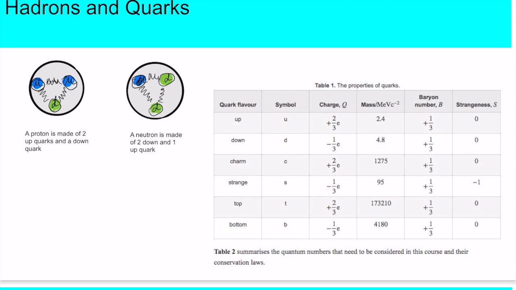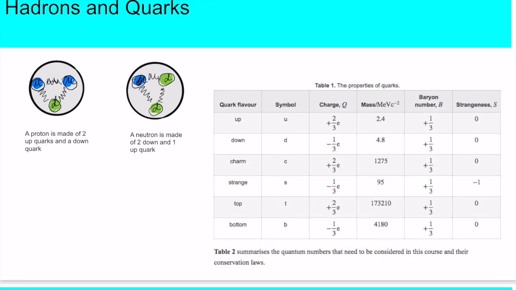All quarks have strangeness 0 except the strange quark, which has strangeness -1. This is another quantum number. We'll see this in a while. And then the baryon number. All baryons have baryon number 1. So what is a baryon? A baryon is made of 3 quarks, like protons and neutrons. All quarks have the same baryon number, 1/3. So whenever you add 3 quarks, you have baryon number 1.